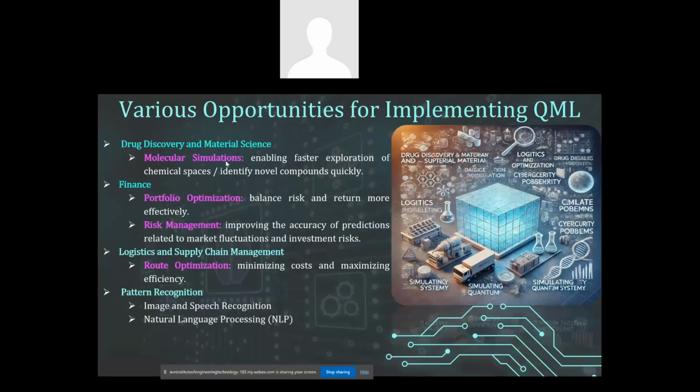It takes a lot of simulation and a lot of time to identify new drugs. So with the help of quantum machine learning, drug discovery is very beneficial here, and we can identify the new compounds quickly. So that is one more advantage here. These are the areas where we can implement quantum machine learning.